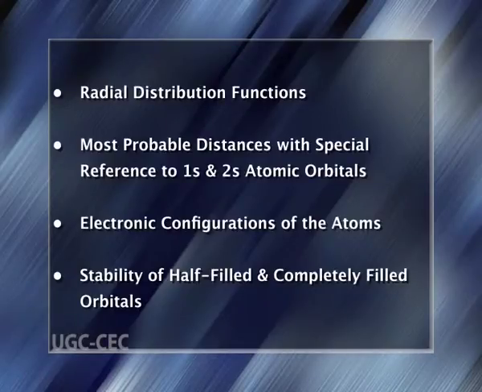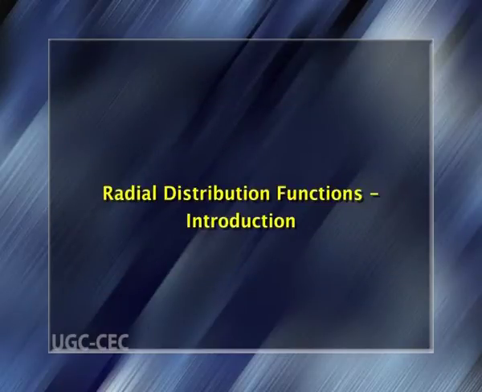Number first, to give a general idea about radial distribution functions. Number second, we shall explain in detail the concept of the most probable distances with special reference to 1s and 2s atomic orbitals. Number third, we shall discuss electronic configurations of the atoms, and finally the stability of half-filled and completely filled orbitals. Now we will start with the introduction about radial distribution functions.